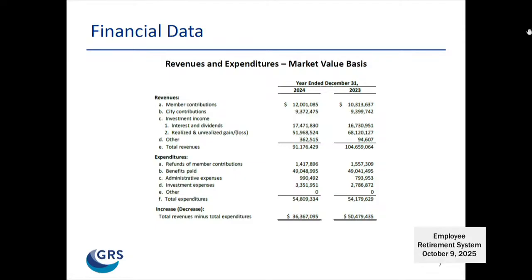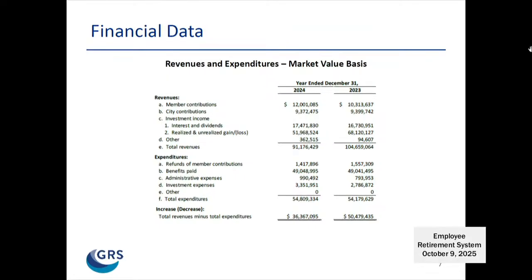But we also know that active members terminate and ask for the contributions that they made back. We know that you have benefit payments. There are also administrative expenses and investment expenses. If we add all of that up, that's $54.8 million. So your revenues minus your expenditures was $36.4 million.